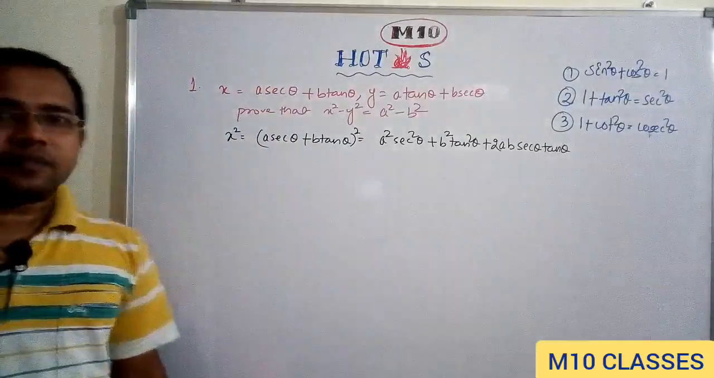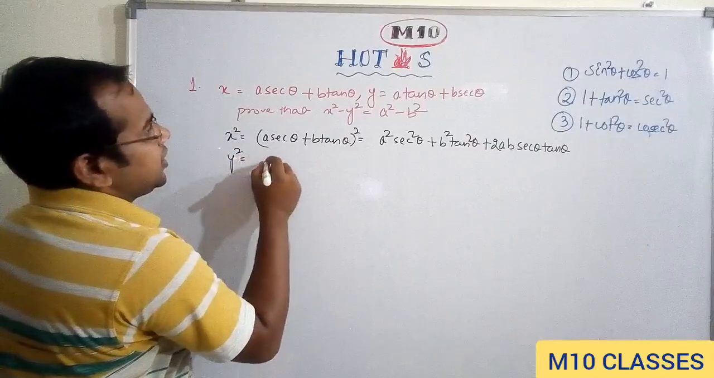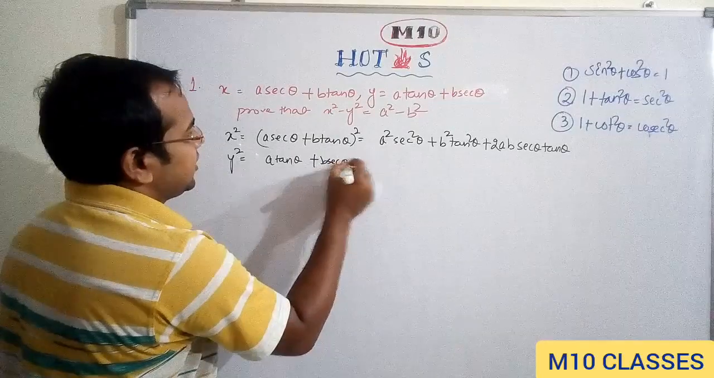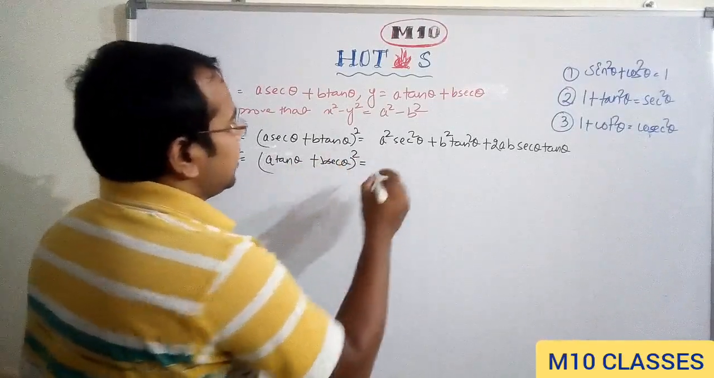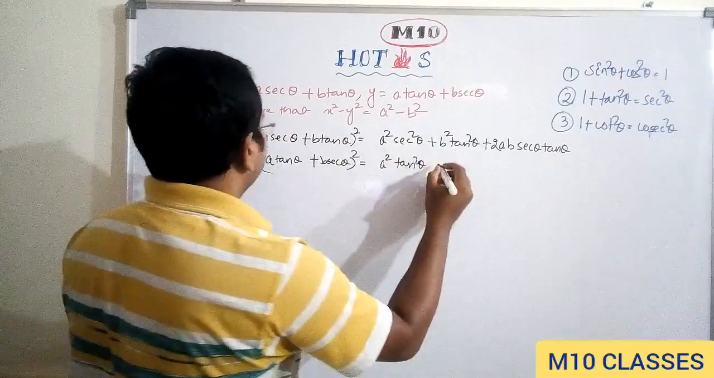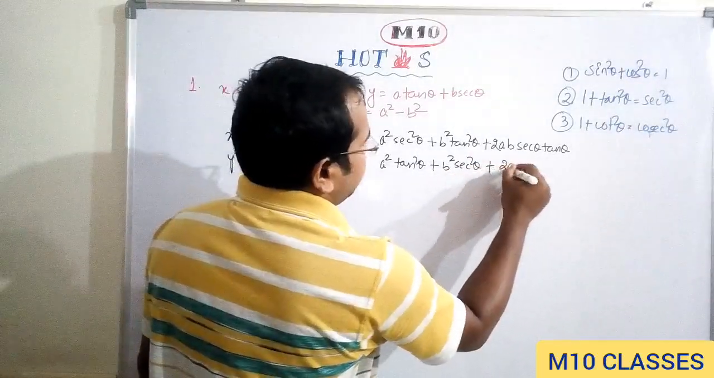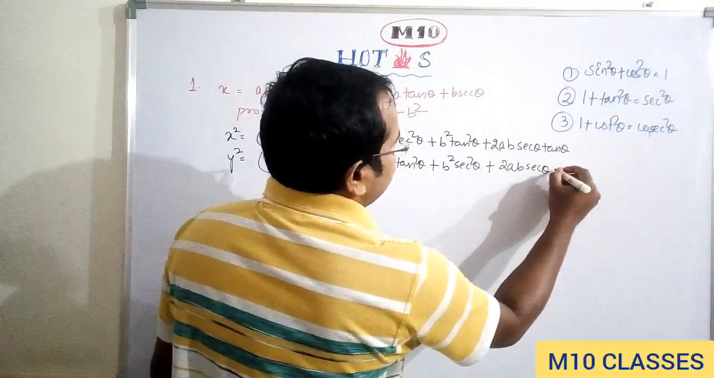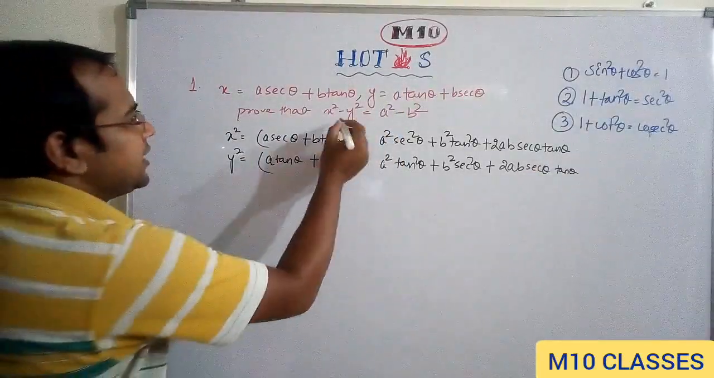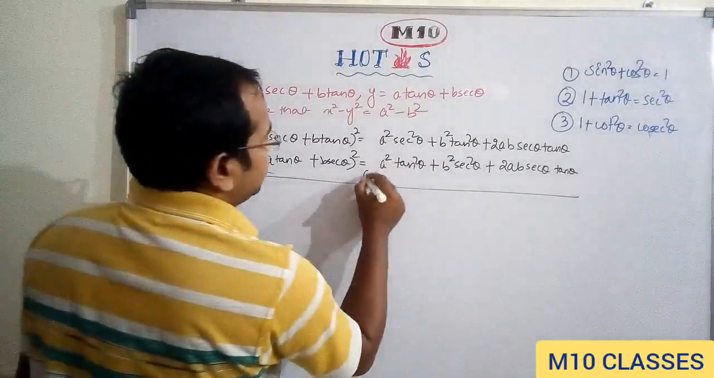Then we need to find y square, that is (a tan theta plus b sec theta) whole square. So what are we going to get here? a square tan square theta plus b square sec square theta. Again you are going to get here 2ab sec theta tan theta. Now students, what we need to get? It is x square minus y square. So let us subtract it.